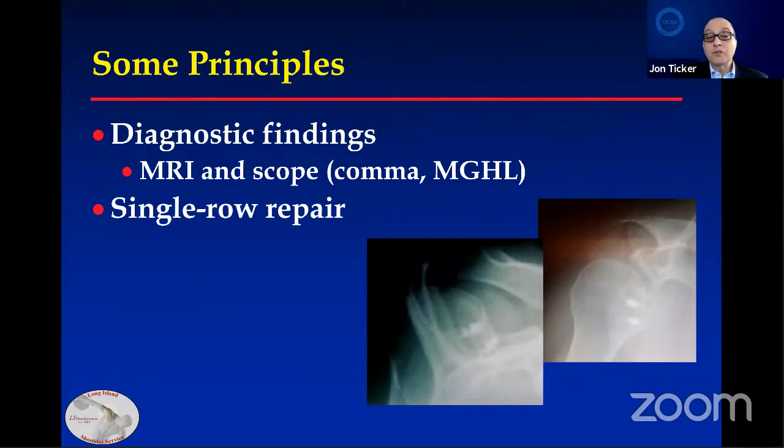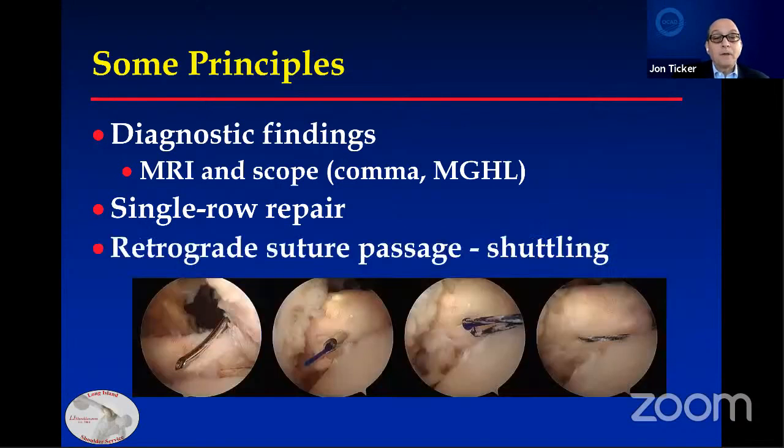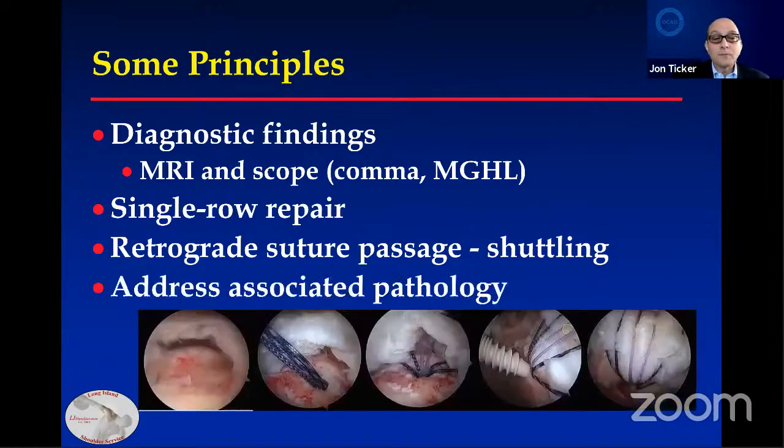This is an older repair with 2 metal anchors, so I can show you these in the lateral aspect of the lesser tuberosity, one more superiorly, one more inferiorly, but that's about the location of them. I use a retrograde suture passing and shuttling technique. There are other techniques, including anterograde, that you can use to get a secure repair.